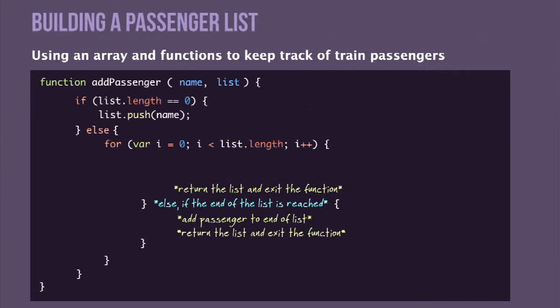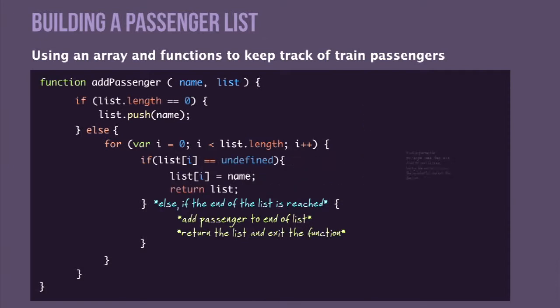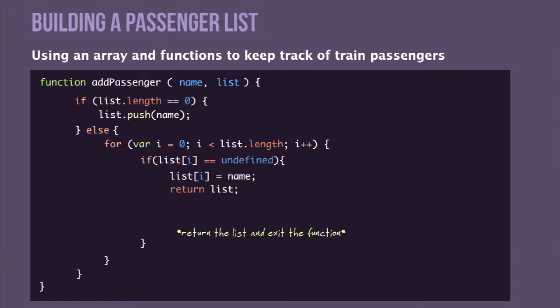Well, how do we know if it's an empty spot? We have to use our undefined trick. If the current spot we're looking at, list I, is the undefined value, we know it's empty. So therefore we can place the name of the current passenger being added in that cell. Then we can immediately exit the function because we're done adding that passenger. Notice that the return keyword here has nothing following it. That's totally acceptable when you just want to exit the function with no value.